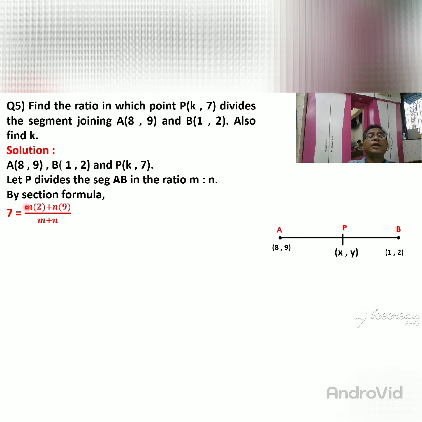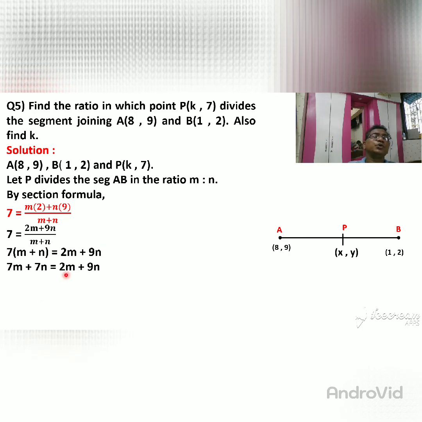So 2 into m, what do you get? 2m. 9 into n, what do you get? 9n. So 7 remains as it is: 7 = (2m + 9n) divided by (m + n). So m plus n is divided, goes across, multiplies. So 7 into (m + n) is equal to 2m + 9n. 7 into m is 7m, 7 into n is 7n. So 7m + 7n is equal to 2m + 9n.